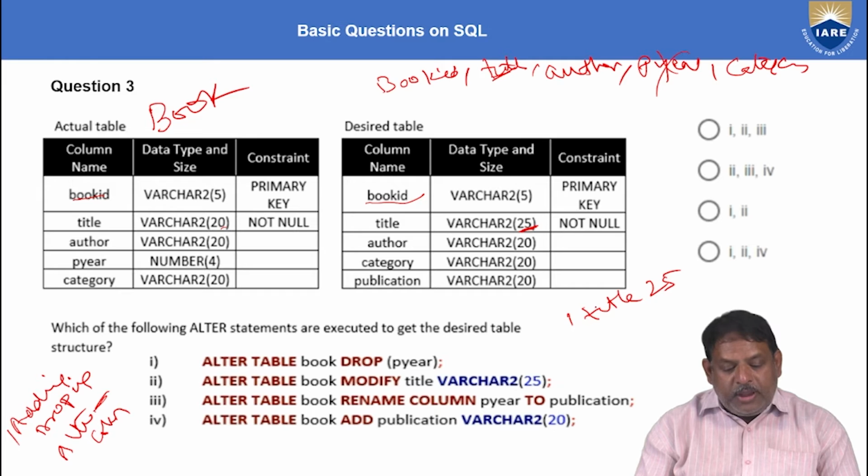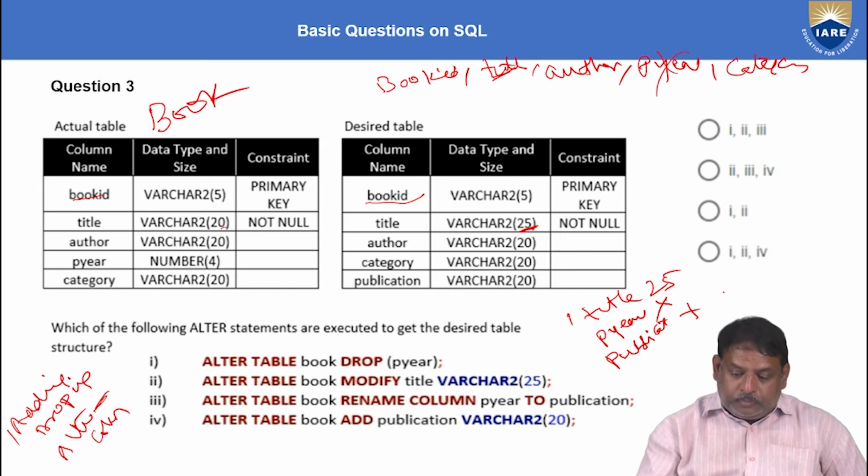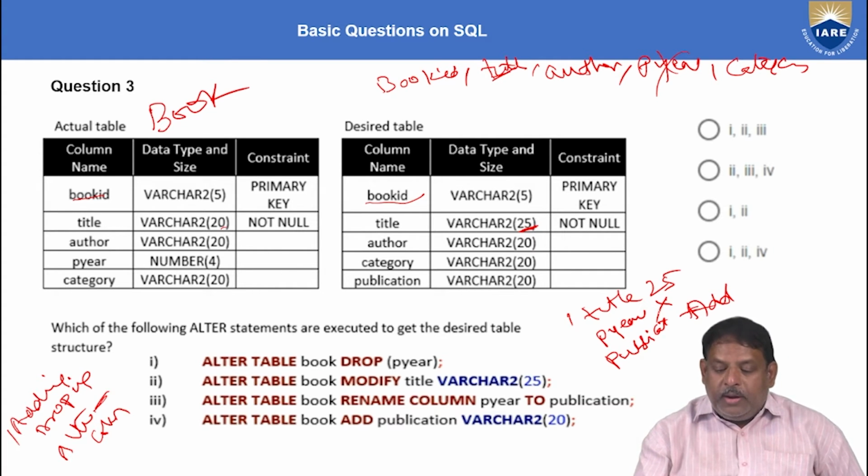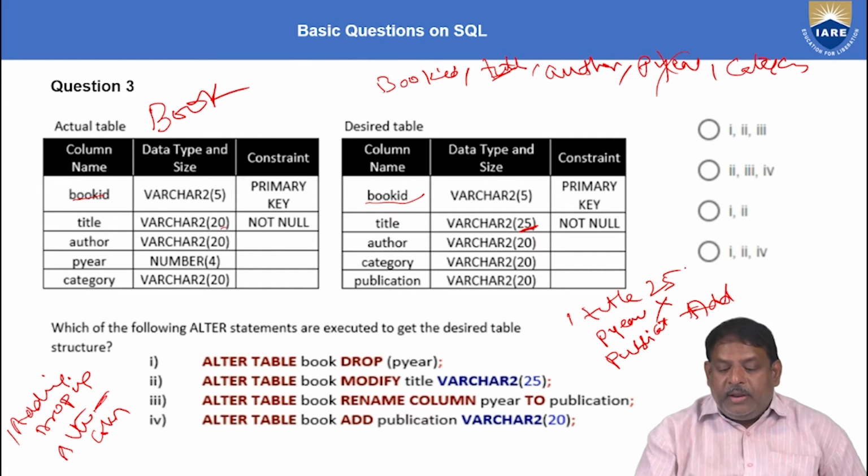Then author remains the same. Category also remains the same. P year should be dropped, and publication should be added. We need to add publication. We have to remove P year, because it is not there in our required table, and title should be 25. Now see the options here: alter table, drop.